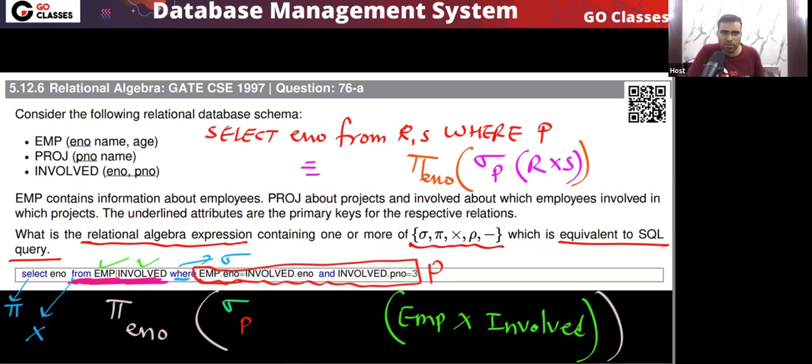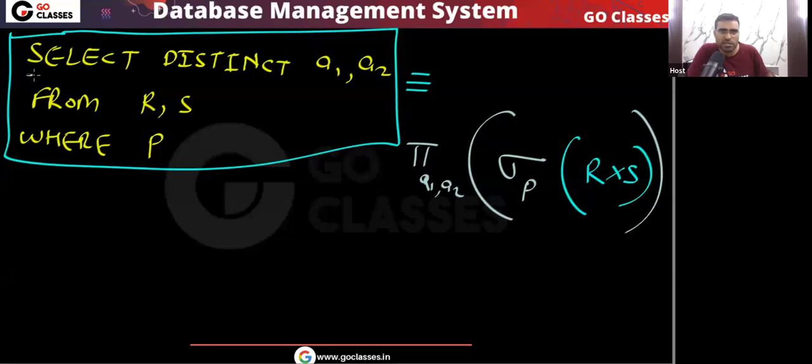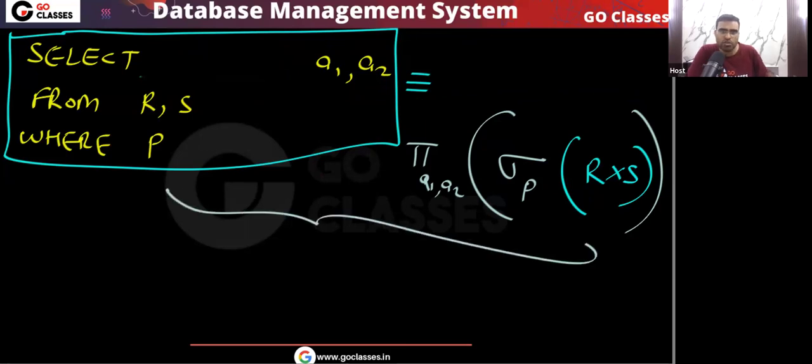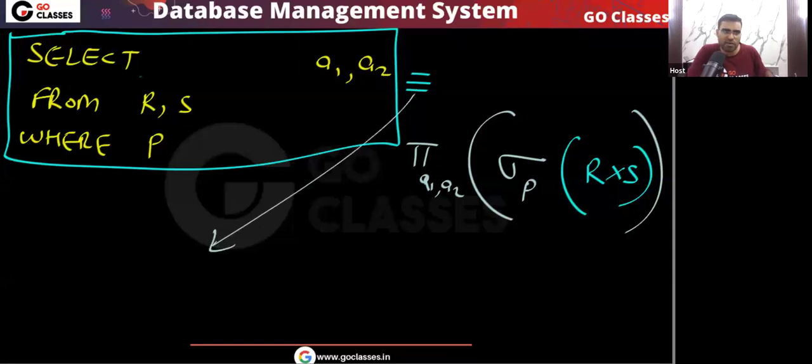One thing I want to tell you is that in SQL, when you have select distinct, then this is equivalent to this relational algebra expression. If you remove the distinct, now they are loosely equivalent. They are not exactly equivalent, they are loosely equivalent.